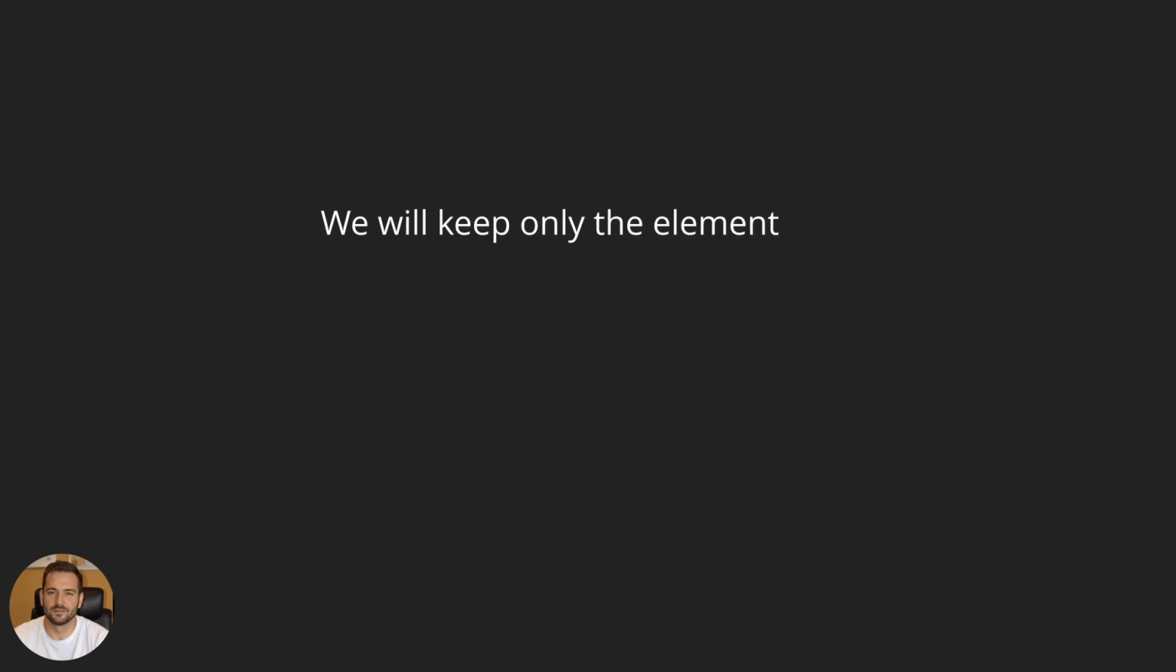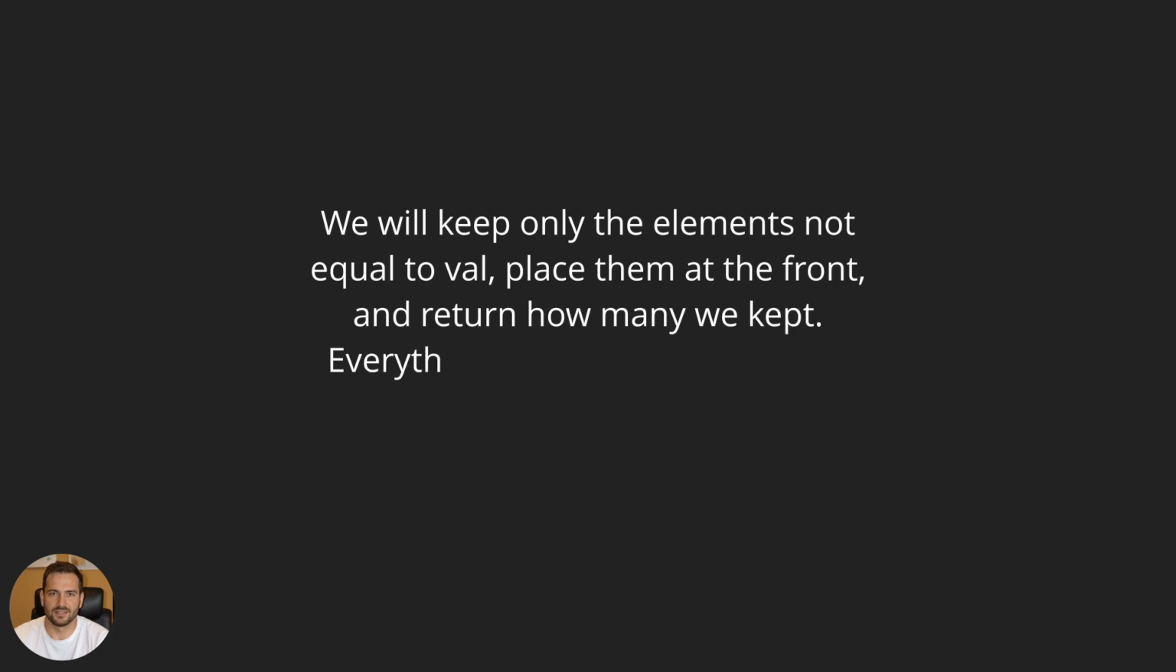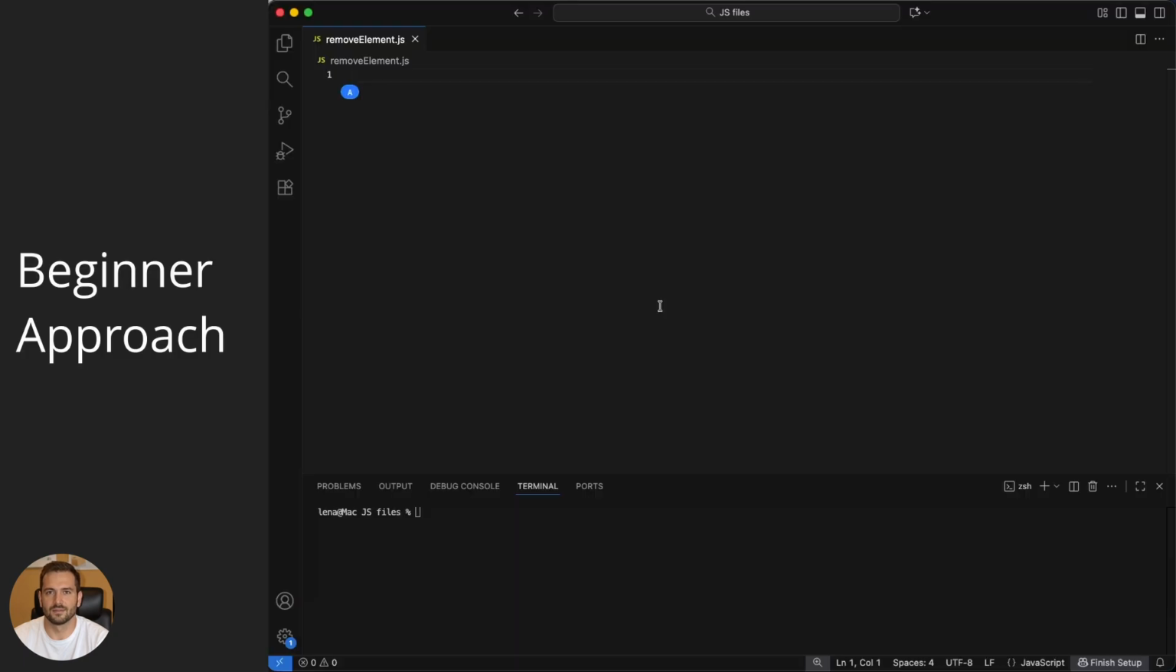First, let's rephrase it in plain English so it really clicks. We will keep only the elements not equal to val, place them at the front, and return how many we kept. Everything after that count can be anything. Now, let's set up 3 example inputs so we can test later.